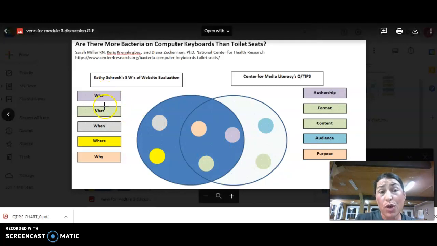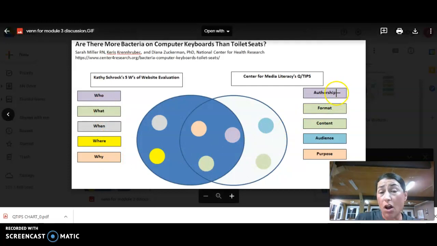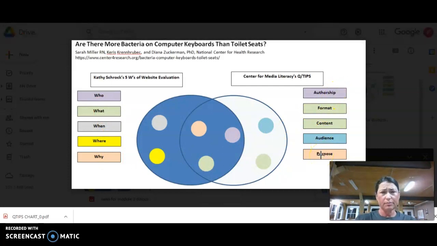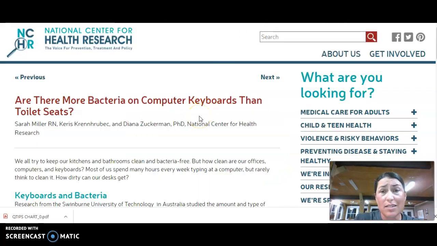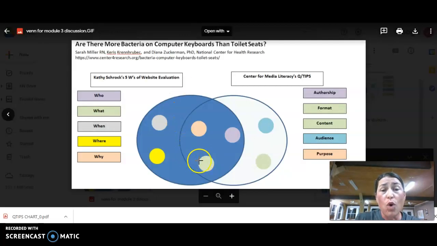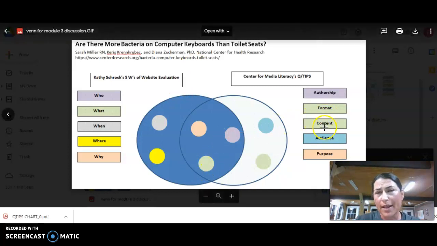Again, the who, the what, and the why for the 5 W's align with the authorship, format, content, and purpose. Looking at those and analyzing the website, it was very quick and easy to find the who for the 5 W's. Of course, the authors were all listed right at the very top of the article, so that aligns with authorship. Those are paired quite nicely and easily together. The what is: what is the actual article about? What is it saying? What's being presented? That ties in with both format and content.